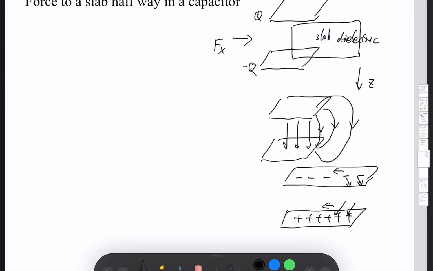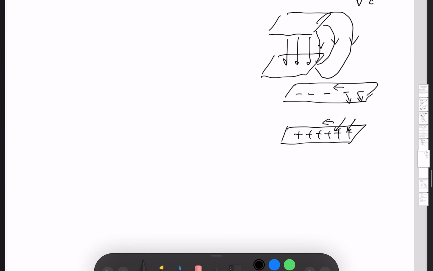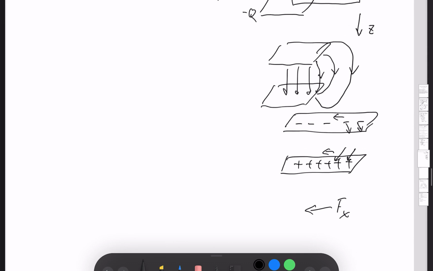So if you combine the effect together, then there must be some total force along the x direction, and this force is due to this fringe effect. If we don't consider any E field along the x direction, then there should not be any force.